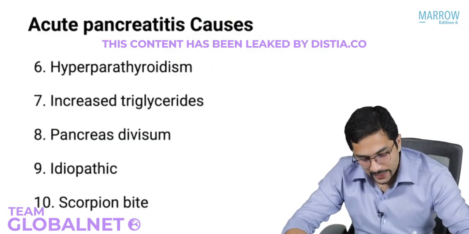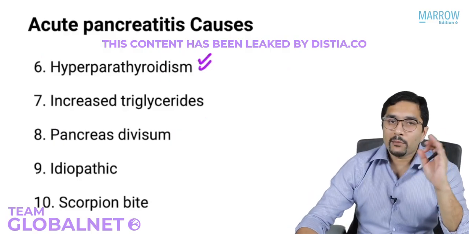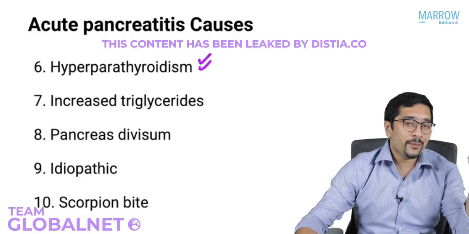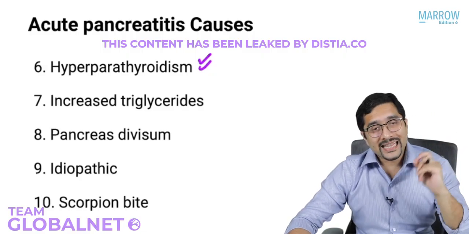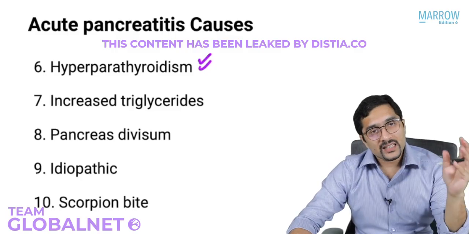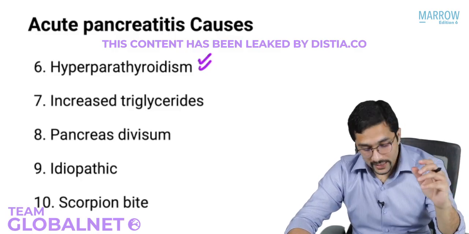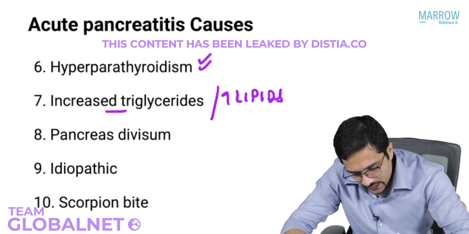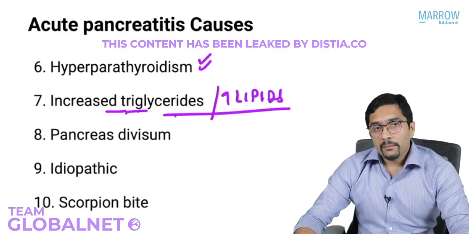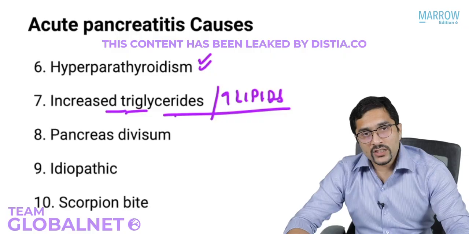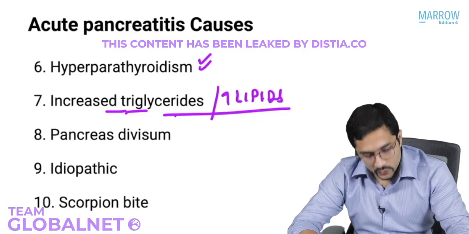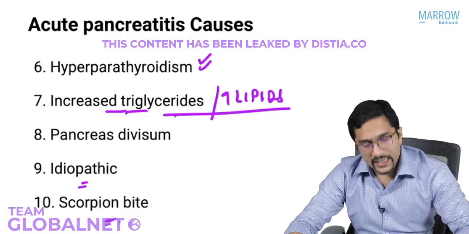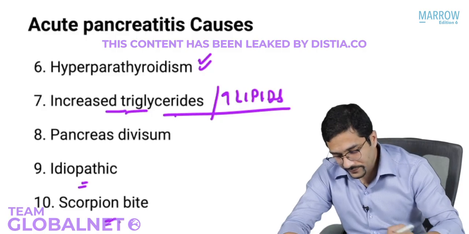There are other causes like hyperparathyroidism. If you remember the module on parathyroid, I've told you the symptoms: bones, stones, abdominal groans, and psychiatric overtones. And there I told you that the abdominal pain there is mostly due to pancreatitis. Increased triglycerides and increased lipids also predispose the patient to pancreatitis. Pancreas divisum, which I've just explained to you, is when the ducts don't fuse. Idiopathic pancreatitis is when we can't figure out a cause, and a rare cause is also scorpion bite.